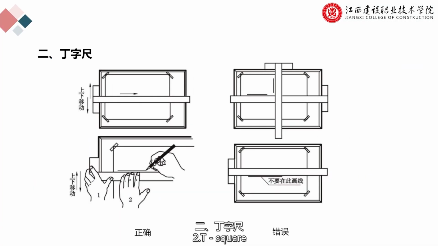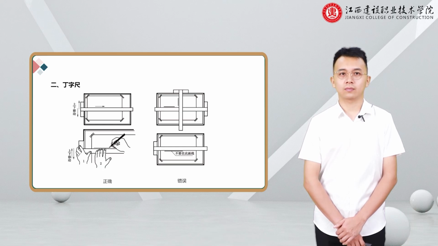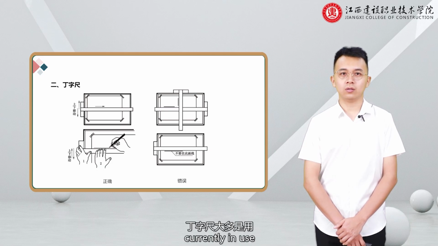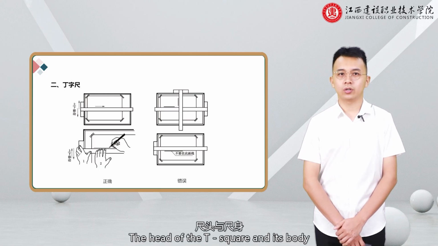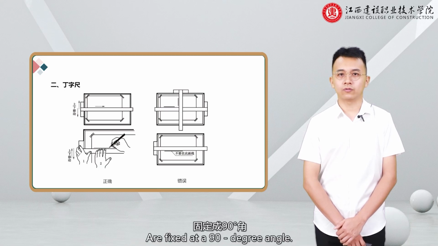Second, T-square. The T-square is composed of a head and a blade. It is used to draw horizontal lines. Most of the T-squares currently in use are made of plexiglass. The head of the T-square and its body are fixed at a 90-degree angle.